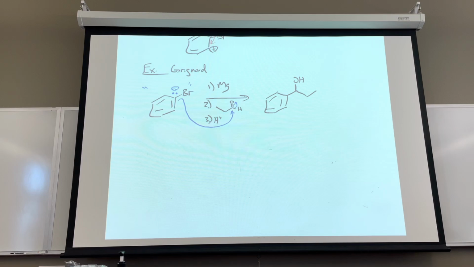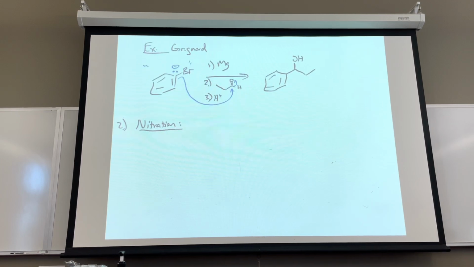What else can we do on these benzene rings? The next thing we can do is we can think about putting nitro groups on the ring. So we can do a nitration here. So this is going to start the same way, starting with my benzene.